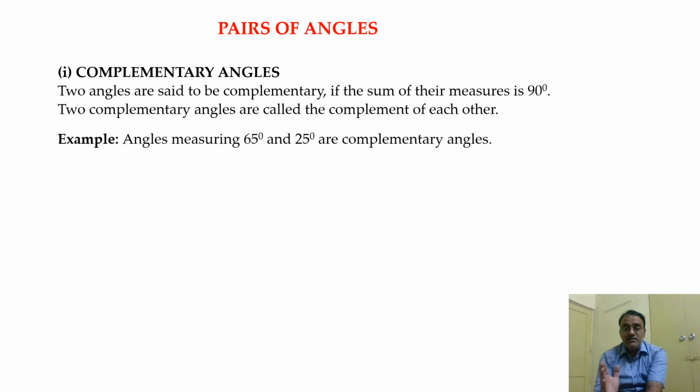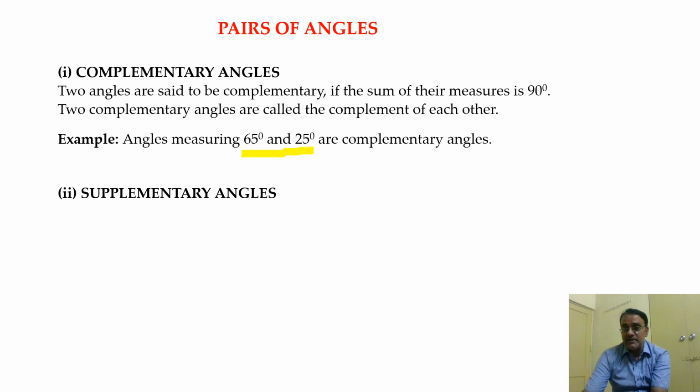Why? Because the sum of these two angles is 90 degree. You can take an example of 30 degree and 60 degree. 30 plus 60 is 90, so they are complementary angles. And the second type of pair of angles is supplementary angles. Two angles are said to be supplementary if the sum of their measures is 180 degree. If the sum of two angles is 180 degree, then they are called supplementary angles. If two angles are supplementary, then they are called supplement of each other.